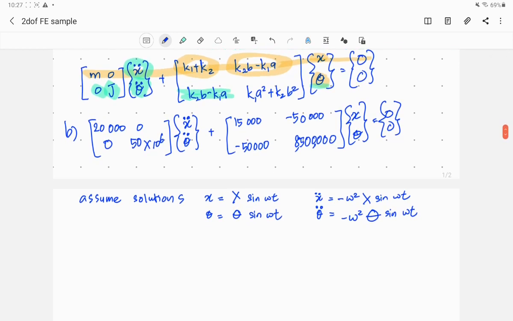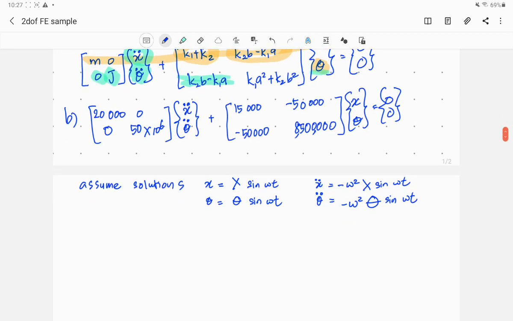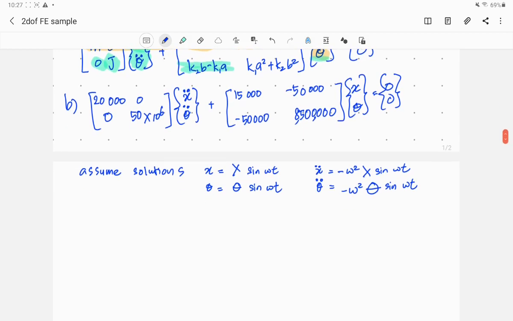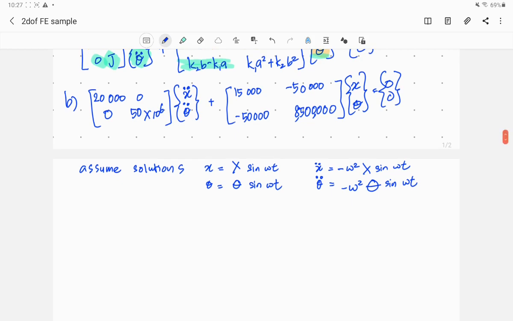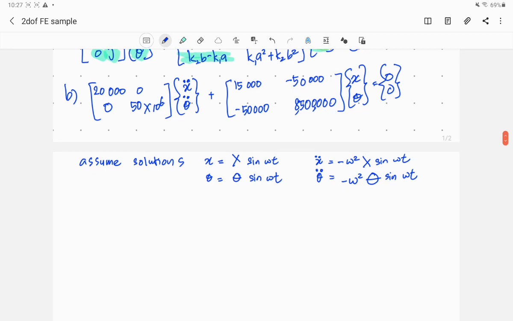So once we get the equation of motion, then we substitute all the values, and the next step is we want to assume solutions so that we can collect all the terms in terms of capital X and capital theta. So after we have the assumed solutions, you can substitute into the matrix.